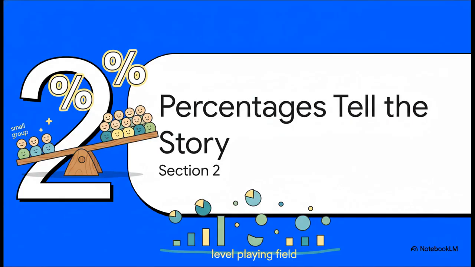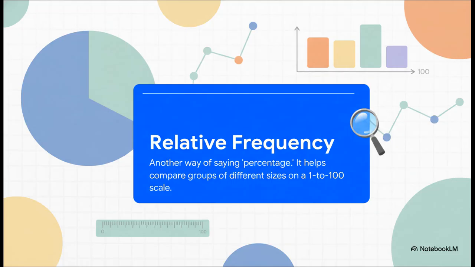So how do we create that apples-to-apples comparison? The answer is percentages. By turning our raw numbers into percentages, we can finally make a fair, direct comparison, and it doesn't matter how big or small the groups are. Now, in your stats class, you're going to hear a fancy term for this, relative frequency. Don't let the name fool you. It's just another way to say percentage. Think of it as a tool that gets all our data onto the same 1 to 100 scale so we can finally see what's really going on.